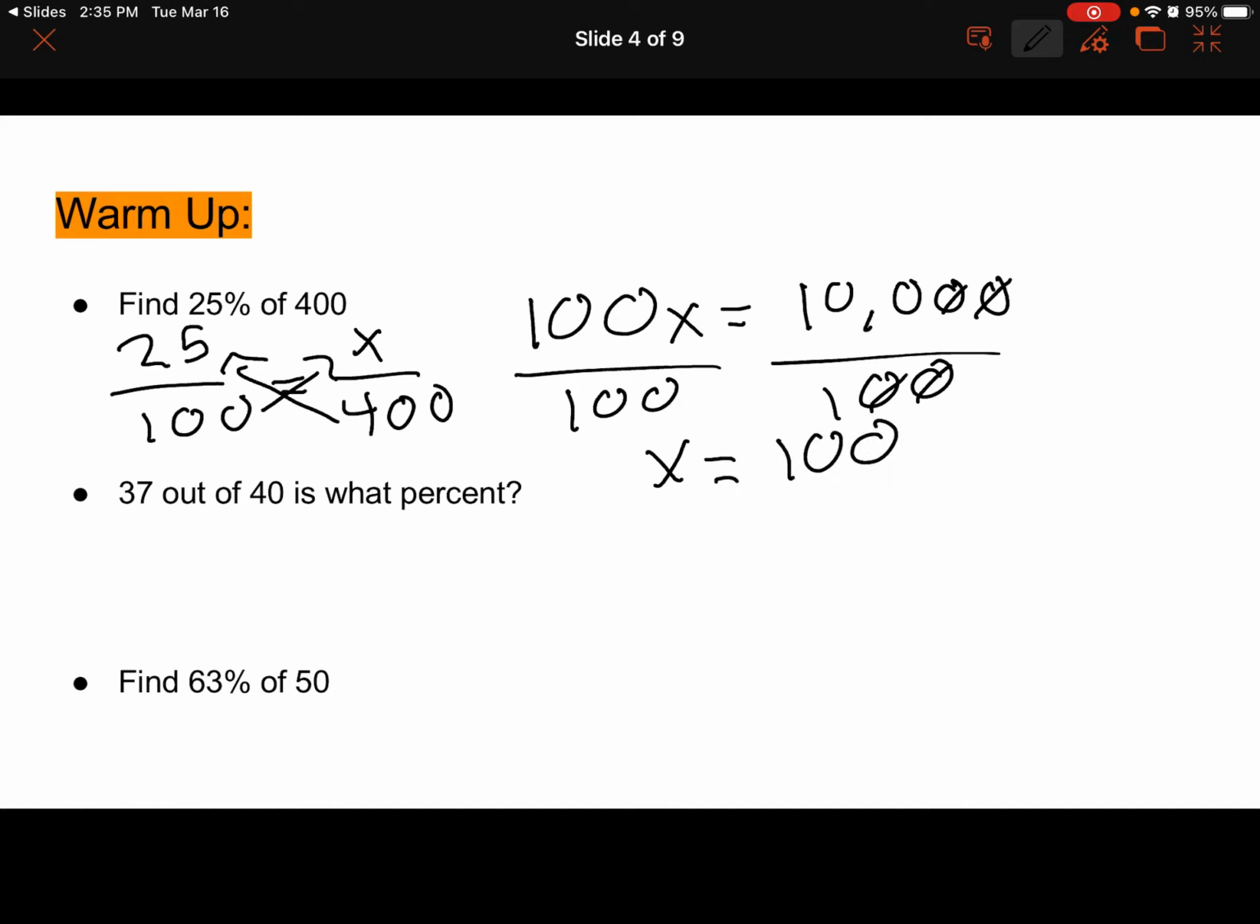And that makes sense, right? Because what's 25% of 400? Well, what's a quarter of 400? It would only be 100, right?